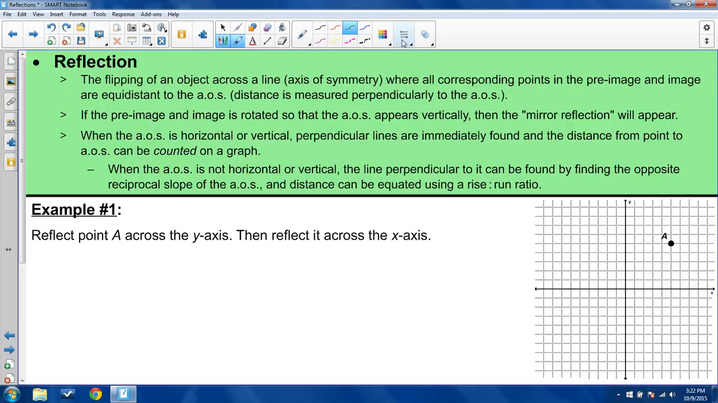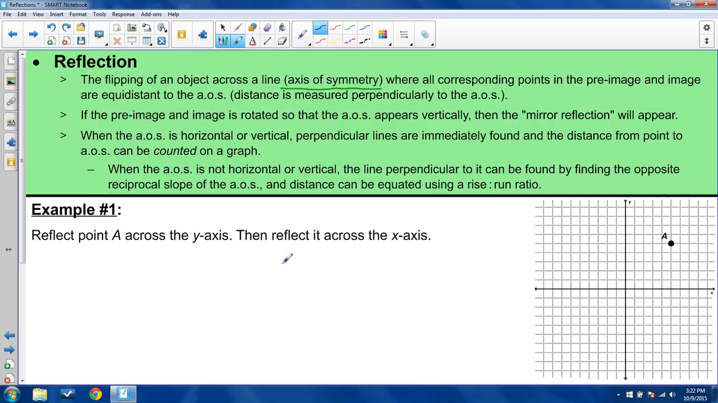So let's look straight at reflection, though. I'm going to read off some of the stuff up here, and we'll do some examples. A reflection is the flipping of an object across a line. I'm going to call it the axis of symmetry. I might interchangeably use the phrase line of reflection, which makes just as much sense. And all corresponding points in the pre-image and image are going to be equidistant to the axis of symmetry. And distance is measured perpendicularly to the axis of symmetry.